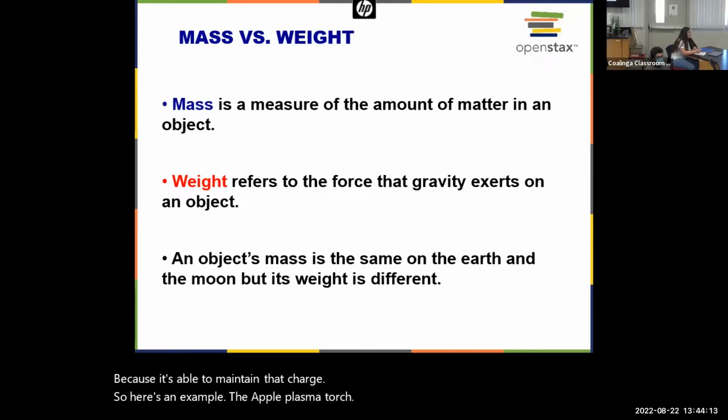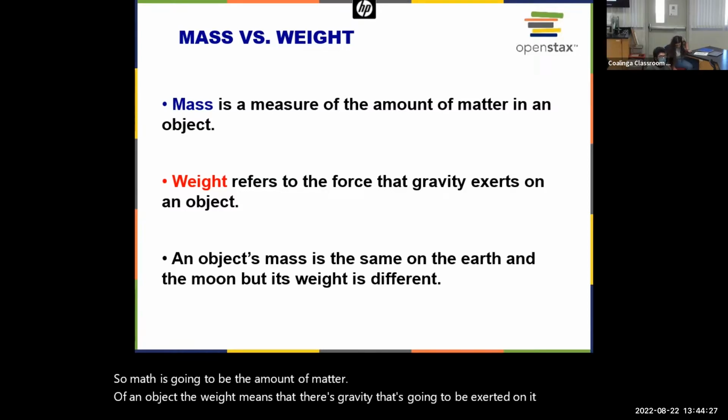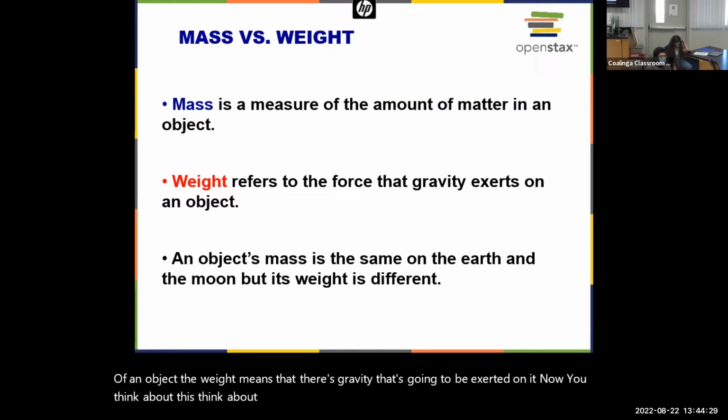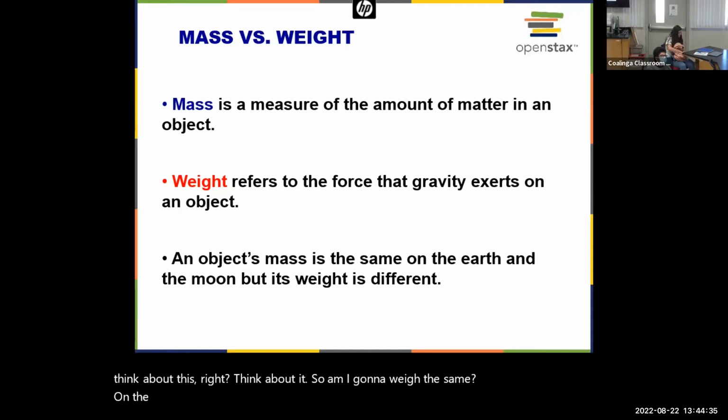Okay, so weight versus mass. Mass is the amount of matter of an object. Weight means that gravity is being exerted on it. Think about this: am I going to weigh the same on the moon and on Earth? No.